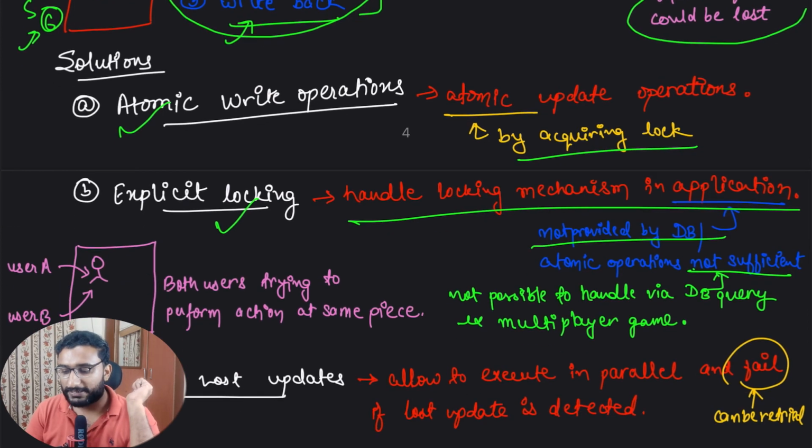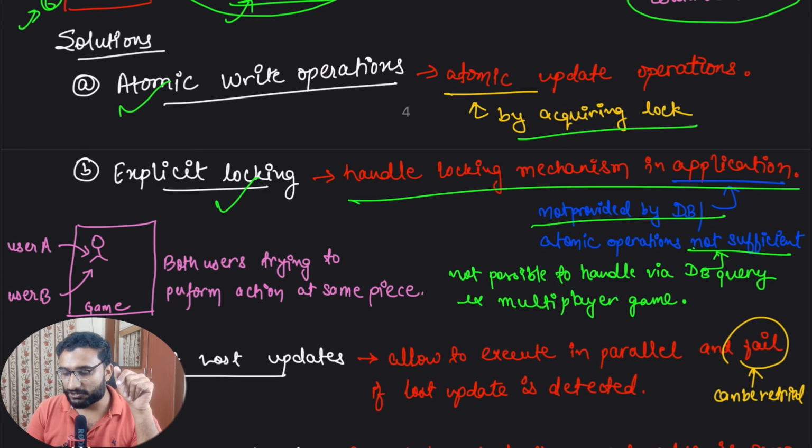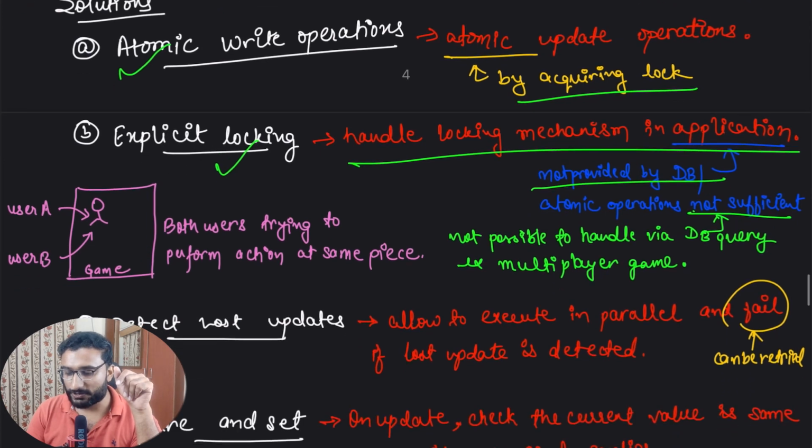So there could be a possibility that it is not provided by the DB, that the locking mechanism is not available in the database, or you don't want to rely on that, or you have such a use case that database update or the database locking mechanism will not be able to handle it. Atomic operations are not sufficient, so it is not possible to handle by DB query.